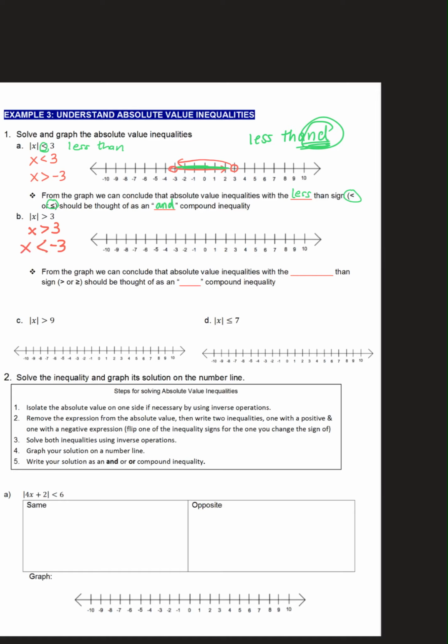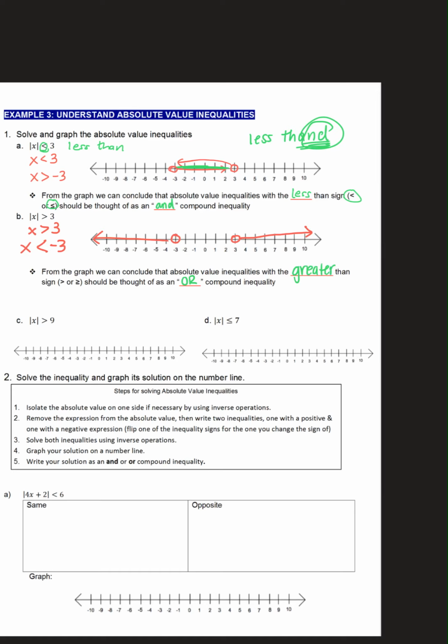Now let's graph these guys. So open circle at 3, and all the numbers greater than 3 are to the right. And x is less than negative 3, open circle, and all the numbers less than are to the left. So what kind of compound inequality does that look like? If you said "or," pat yourself on the back. It is an "or" compound inequality.